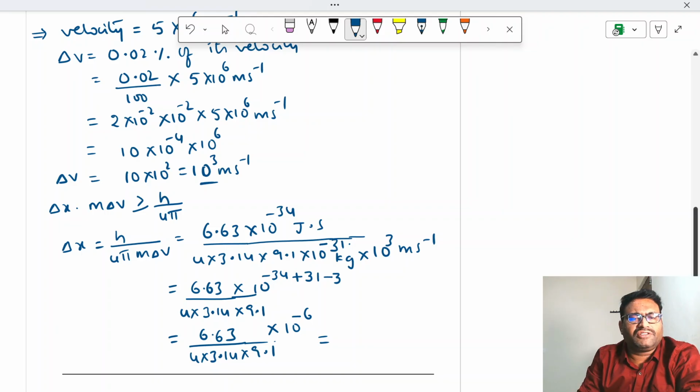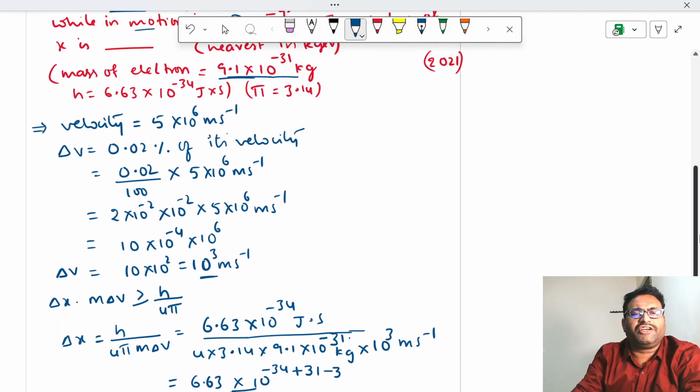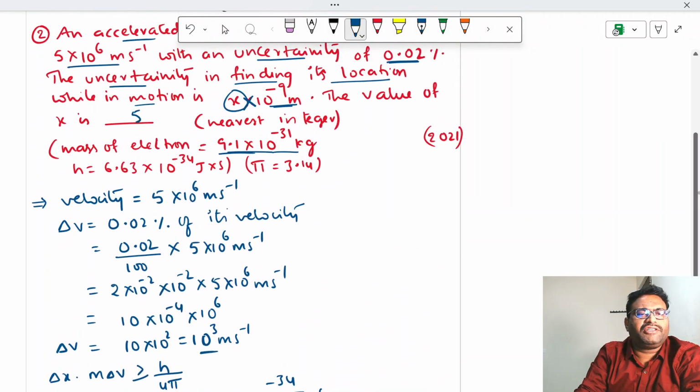So if you calculate this, so let us take what you get is 58 into 10 power minus 9 meter. So the answer will be 58. Right? If you calculate it, you will get it as 58.